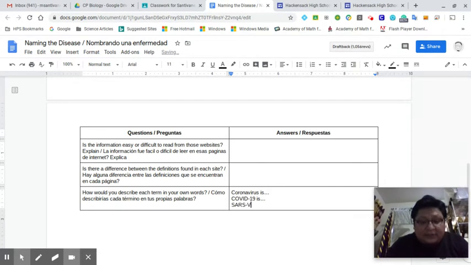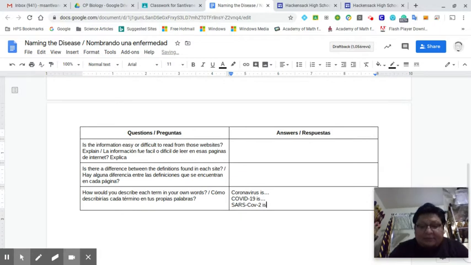SARS-CoV-2 is. Same thing. What is that? Are they the same? Is there anything here that's the same? Is different? You will have an idea. Once again, don't copy and paste. I know many of you like to do that. Do not copy and paste. Just tell me what it is based on this information. So I'm going to leave that there.